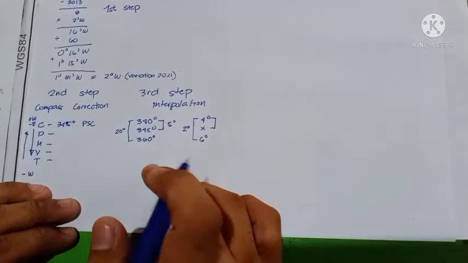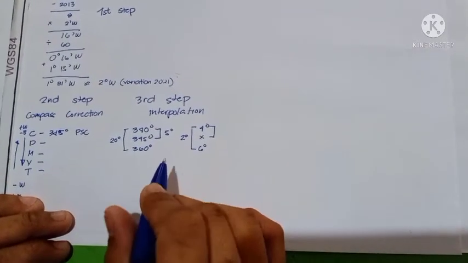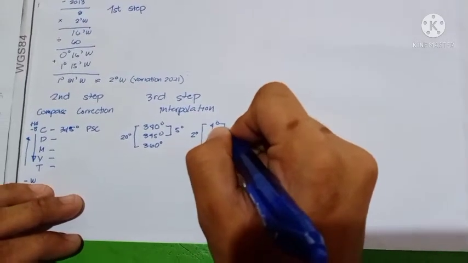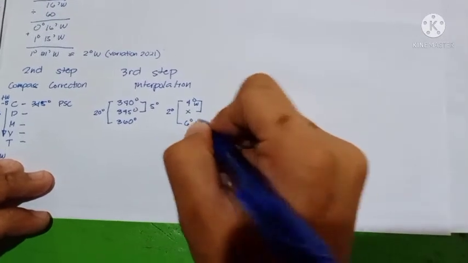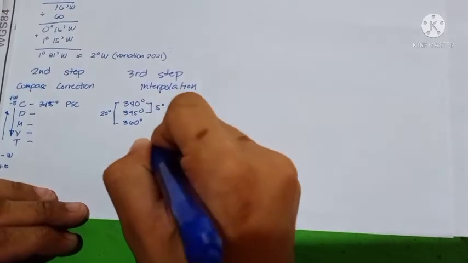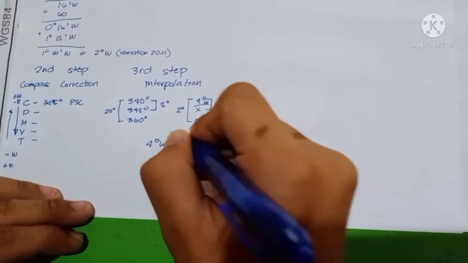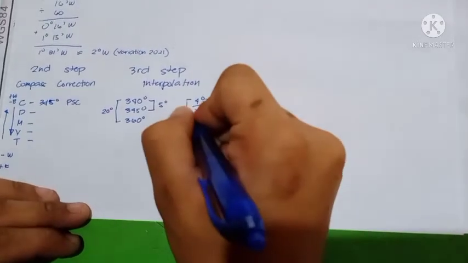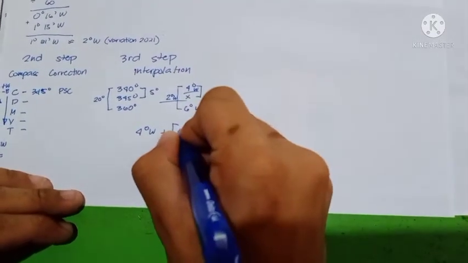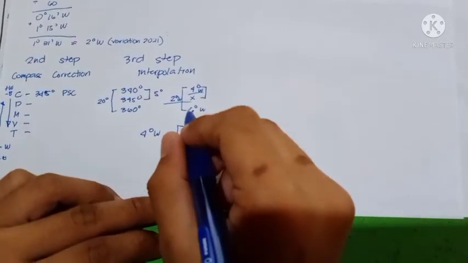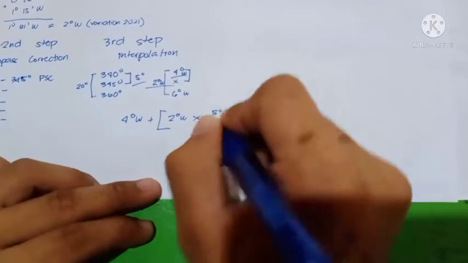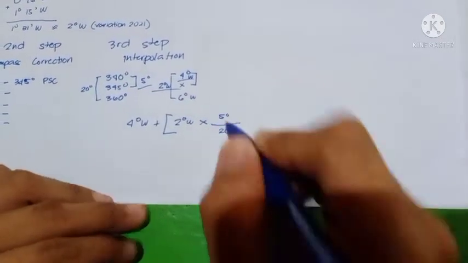After this, we are going to compute. I'm sorry, I forgot the direction. So we're going to get this. So 4 degrees west plus bracket. I forgot also the direction. So we get this, 2 degrees west. Next is times 5 degrees and divided by 20 degrees. So we're going to compute.